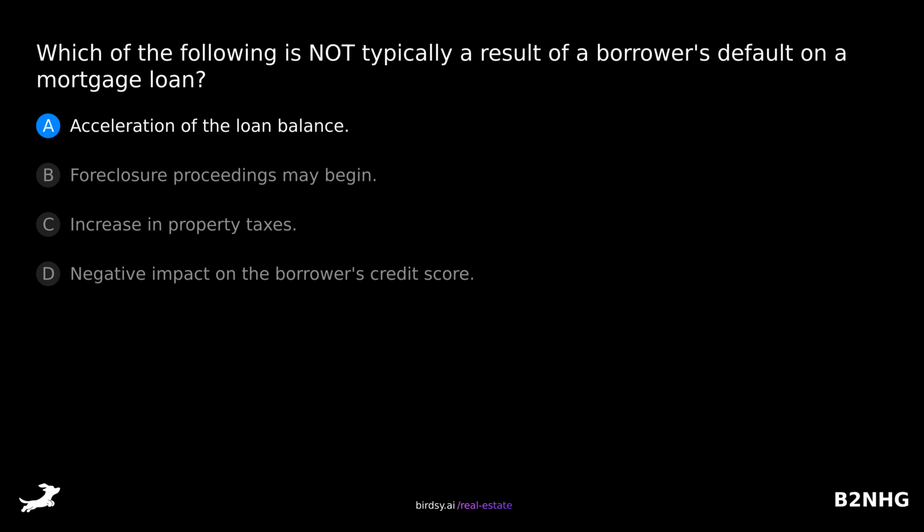Is it A, acceleration of the loan balance? B, foreclosure proceedings may begin? C, increase in property taxes? Or D, negative impact on the borrower's credit score? The correct answer is C, increase in property taxes.